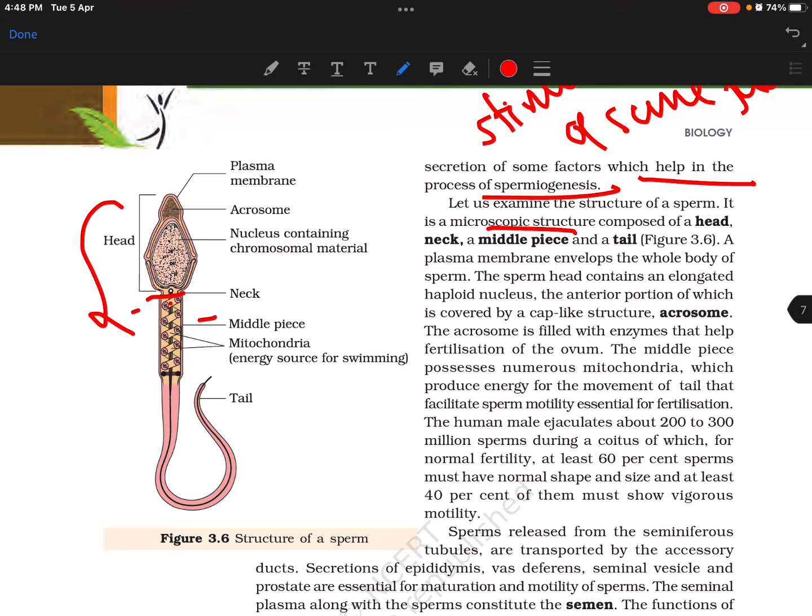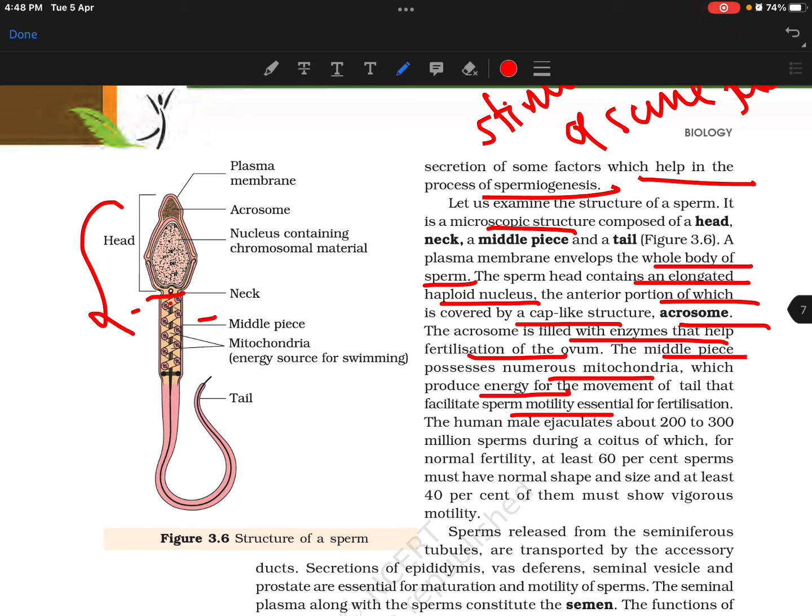A plasma membrane envelops the whole body of the sperm. The sperm head contains an elongated haploid nucleus, and the anterior portion of which is covered by a cap-like structure, the acrosome. The acrosome is filled with enzymes that help the fertilization of the ovum, and the middle piece possesses numerous mitochondria, which produce energy for the movement of the tail that facilitates the sperm motility essential for fertilization. The human ejaculates about 200 to 300 million sperm during a coitus, of which, for normal fertility, at least 60% must have normal shape and size, and at least 40% must show vigorous motility.